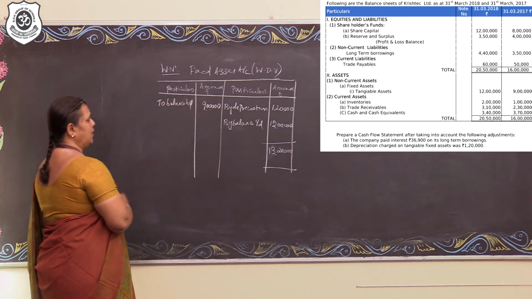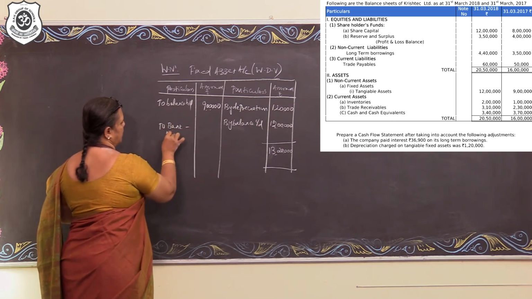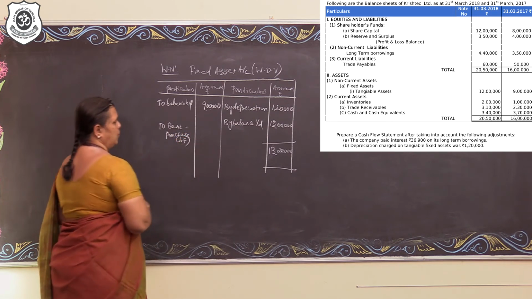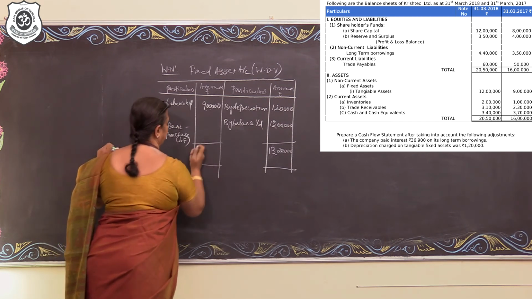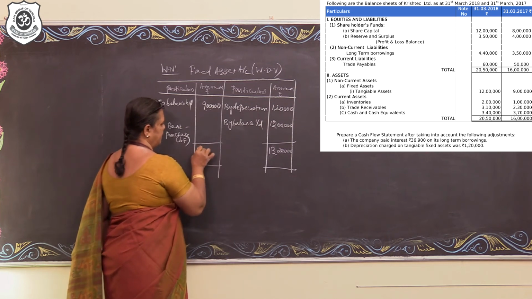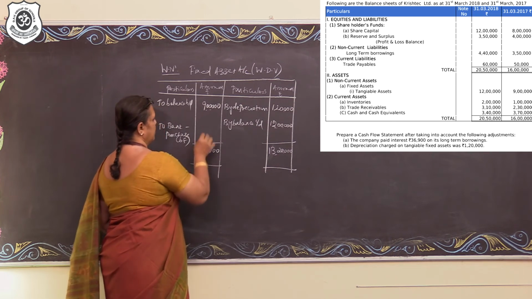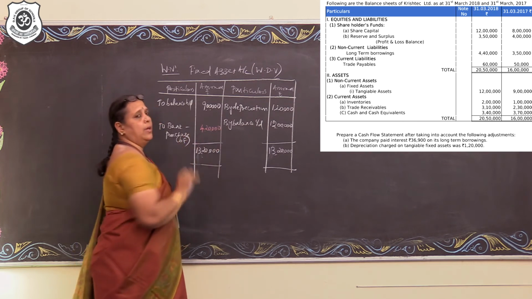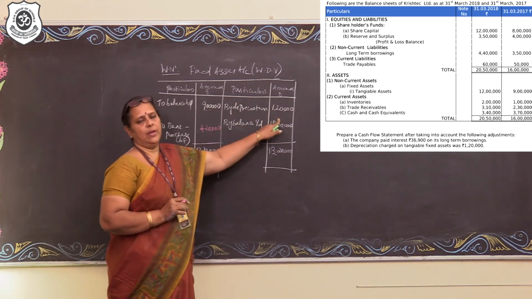Then you will get the balancing figure as to bank, purchase, to be 4,20,000. So, this 4,20,000 will be outflow from investing activities. This depreciation of 1,20,000 will be treated as a non-cash expense.